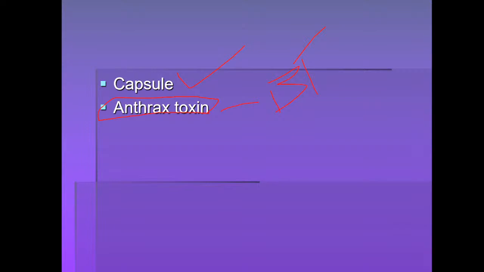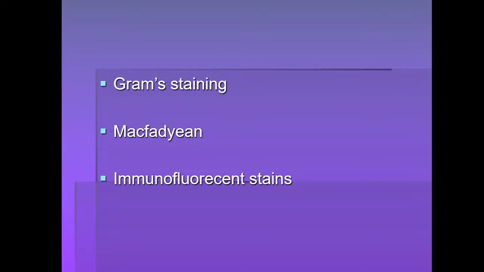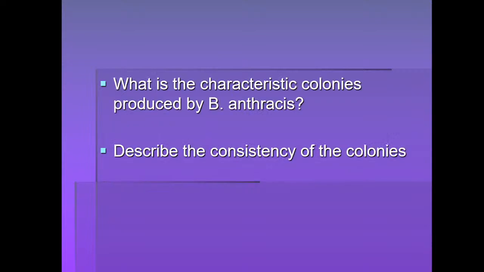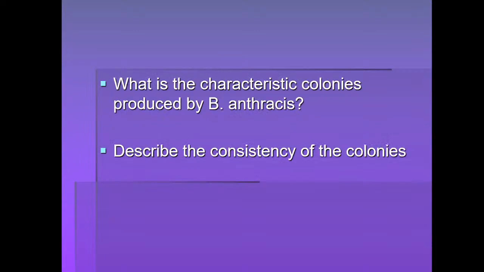All right. Now let's talk about the staining techniques employed in the demonstration of Bacillus anthracis. You can use gram staining, of course, to demonstrate the boxcar appearance. You can also use Macfadyen stains and immunofluorescent stains if you're staining it for immunology studies. But the most common one in the laboratory is, of course, gram staining, boxcar appearance.